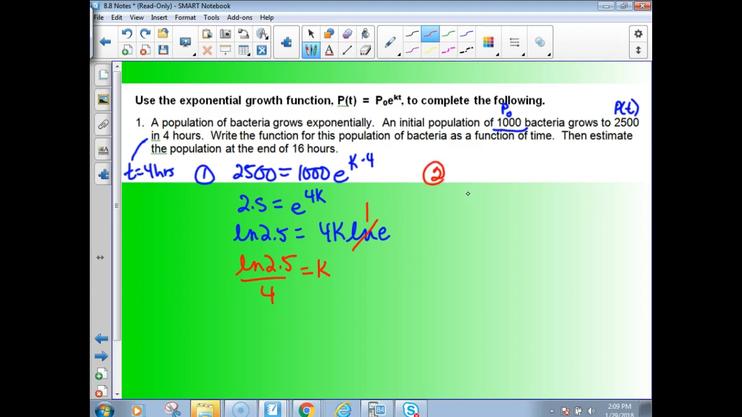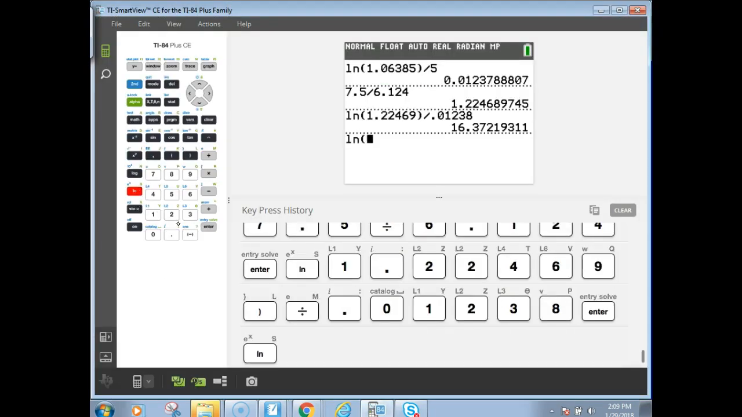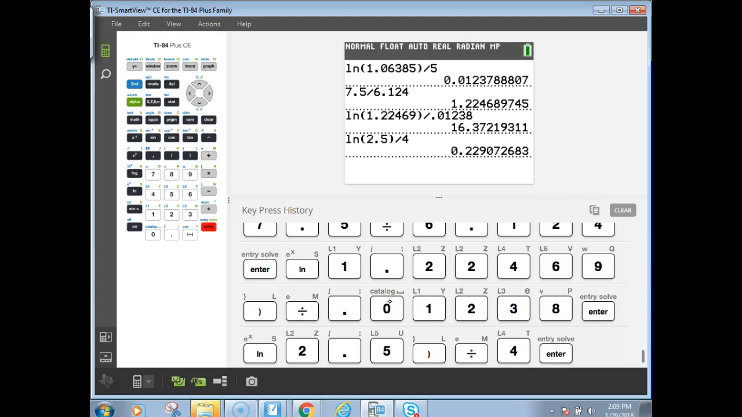Okay, so once we have our K value, we will be able to estimate the population P of T after 16 hours. We'll be doing the t as 16. So let's get that value quick. Natural log 2.5. You guys probably already got it. And that's getting divided by 4. So you got 0.2291.